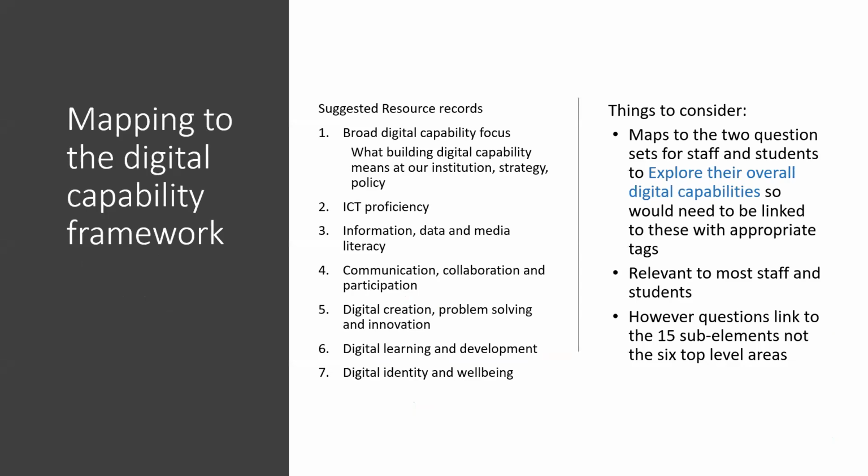So if you were going to map to the digital capability framework, well, there are 6 top level areas, and there are 7 records. So you could use your first record to focus on broad digital capability, what it is, what it means for our institution, link to your institutional strategy documents. And then each of the other resource records could be like the example I showed you. Here is all our institutional stuff on information, data and media literacy.